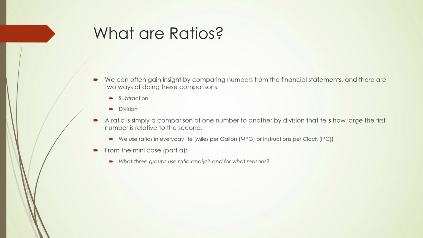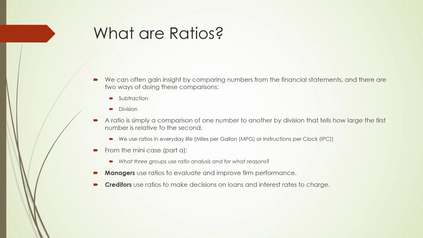And the very first one is, what three groups use ratio analysis and for what reasons? Well, the first one would be the managers. So managers of the firm use ratios to evaluate and improve firm performance. So if you notice that some ratios are lower than they should be, well, that gives you some information that you can use to start to take corrective action.